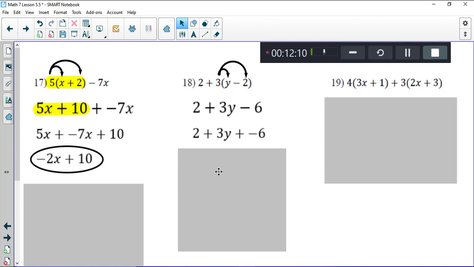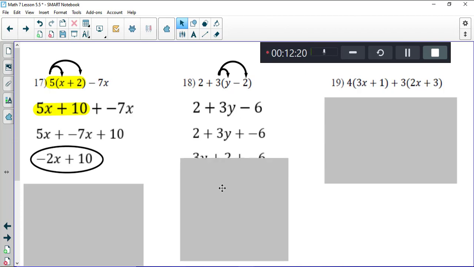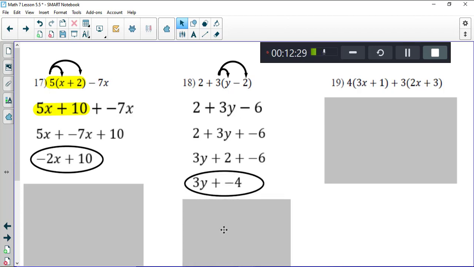Some students like to add the opposite before they distribute. There's a lot of different options here, but I do suggest if you're going to move things around, which I'm about to, that you rewrite subtraction as adding the opposite. So 3y is on its own, and then the 2 and the negative 6, those are both constants, so they're like terms as well. So I combined 2 and negative 6 together to get negative 4, and my final solution is 3y plus negative 4. You might see that written as 3y minus 4, but they mean the same thing.